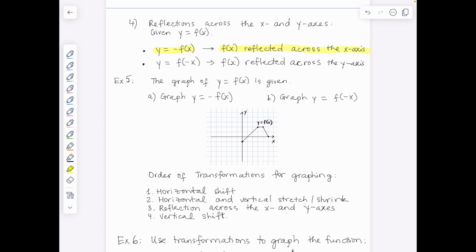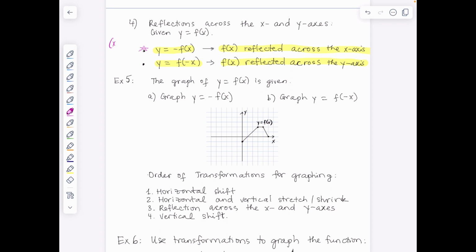And then if we have the function y is equal to f of negative x, so in the first one, the negative sign is applied to the whole function, the whole parent function, while in the next one, the negative sign is only applied to x. So in this case, the graph of f of negative x is the graph of f of x that is reflected across the y-axis.